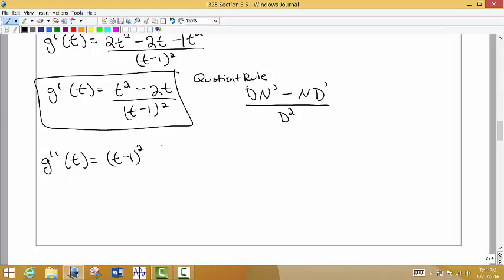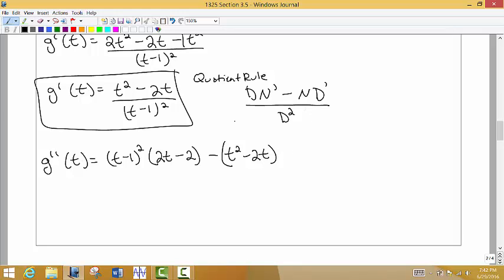Times the derivative of the numerator. So I'm going to multiply that by, well, the derivative of the numerator, t squared, would be 2t. And the derivative of negative 2t would be negative 2. So minus, now, the numerator as is. I'm going to go ahead and put this in parentheses since there's 2 terms there. So negative out front of the parentheses, and then put my numerator there.